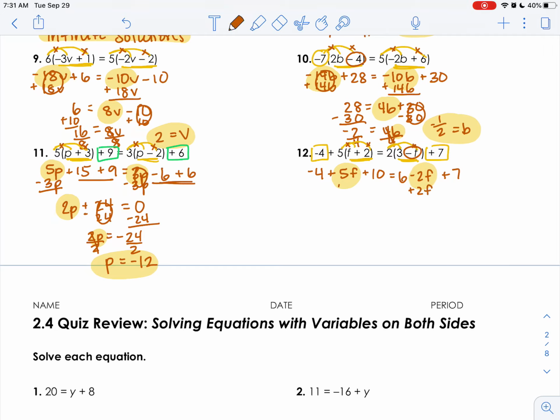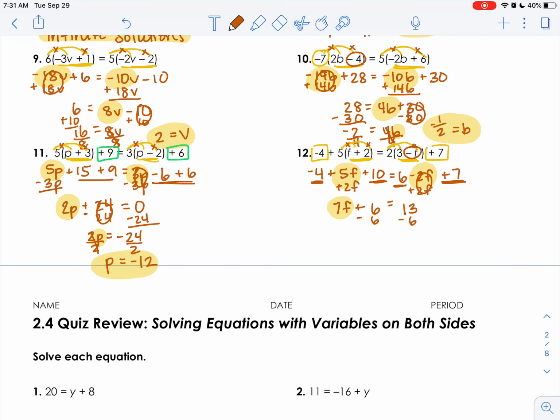In order to keep things positive, I'm going to move this one over. And then I'm going to try and simplify at the same time. So on the right, negative 2f plus 2f is 0. But then I have 6 plus 7. So I'm going to add those together, and I get 13. 5f plus 2f is 7f. And then negative 4 plus 10 is a positive 6. So now I have 7f plus 6 equals 13.